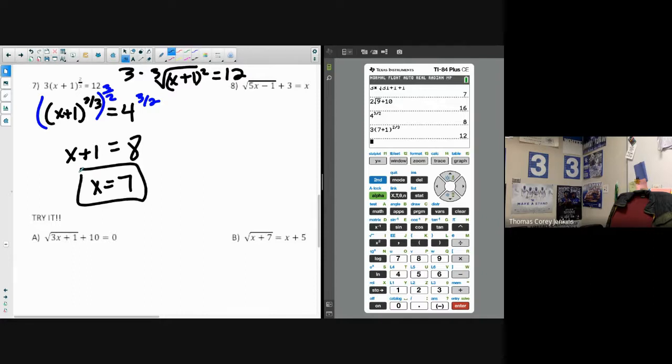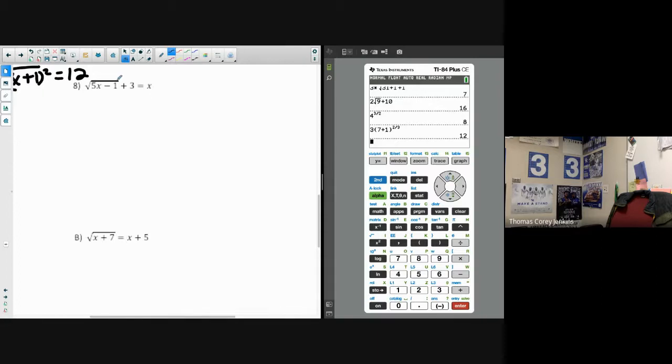Okay, then there's one more kind of special type, I guess, number 8. Notice that it's different because we have a variable on the other side. Okay, so I'll show that, and then that'll kind of just wrap us up for the notes. Then there are some on the bottom that you could try. Okay. All right. So we want to isolate the radical first. So do -3 to both sides.